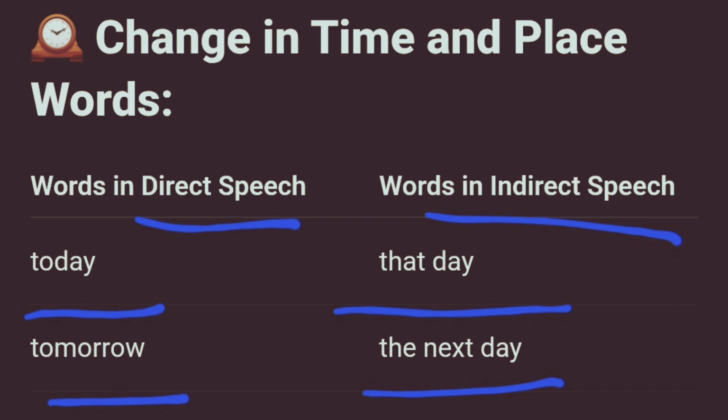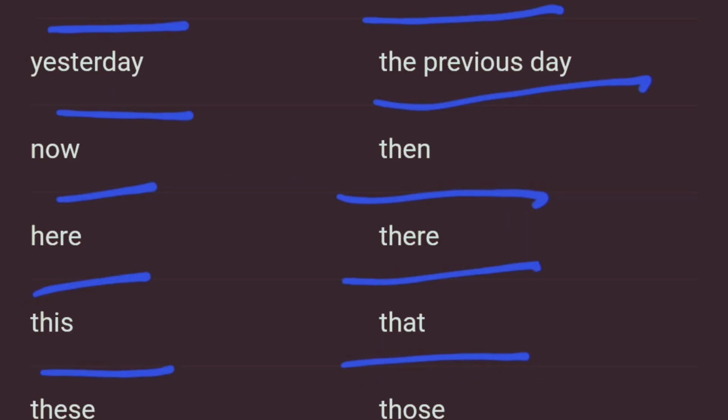Let's see how time and place words will be changed in indirect speech. Here are some examples given in direct speech and how these will be changed in indirect speech. Suppose the first example given, today. It will be changed to that day. Tomorrow, the next day. Yesterday, the previous day. Now, then. Here, there. This, that. And these, those.